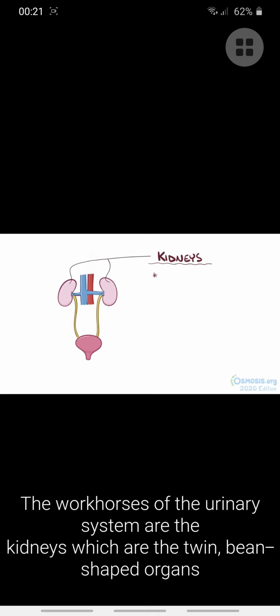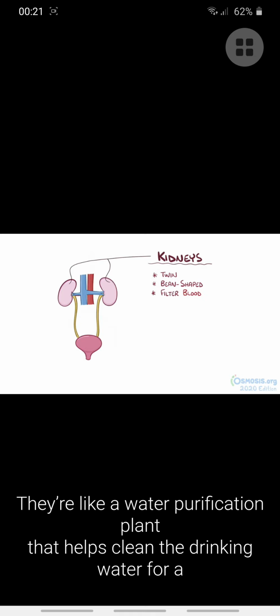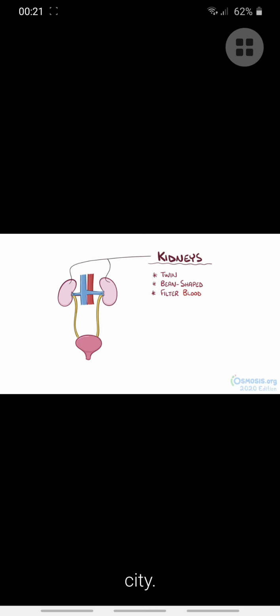The workhorse of the urinary system are the kidneys, which are the twin bean-shaped organs in your body that clean harmful substances by filtering your blood. They are like a water purification plant that helps clean the drinking water supply.